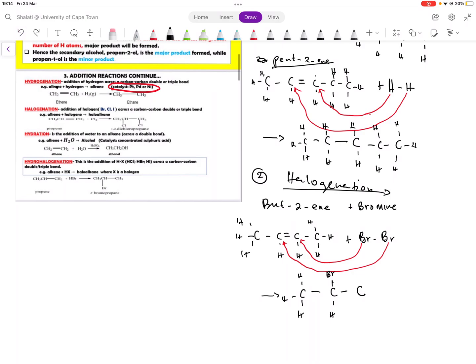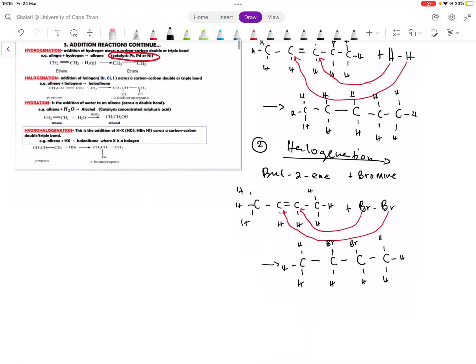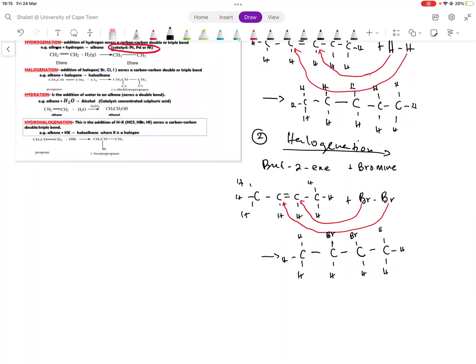Okay, and then the third one again 1 hydrogen, and then a Br, and then the last one has 1, 2, 3 hydrogens. That is for halogenation. Okay, then let's go to the third one, hydration. For the hydration, there's something interesting about it. I'm going to show it here. So this one is addition of water to form an alcohol.